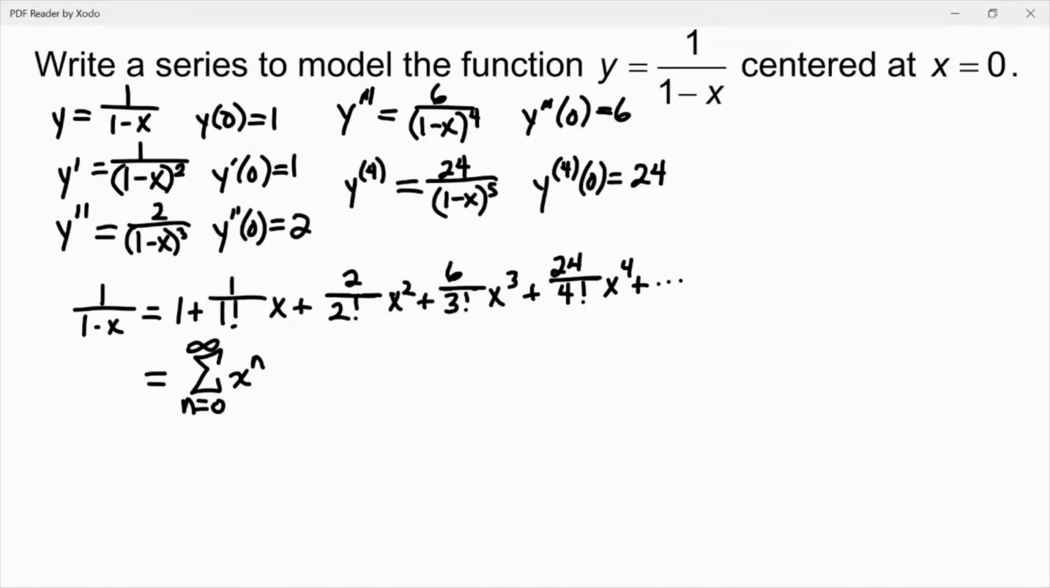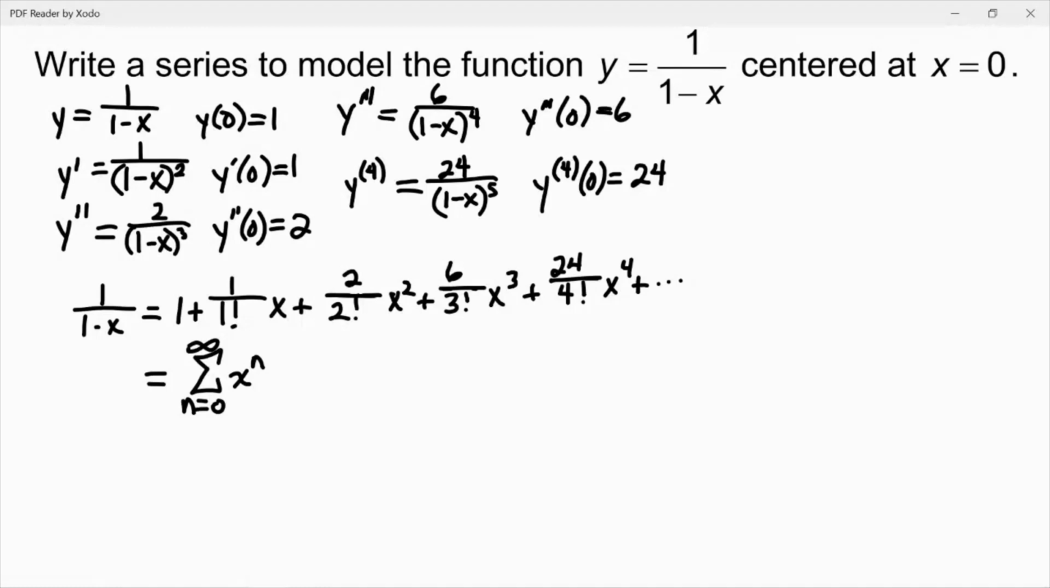And when I start writing these out, you can see that I've got my values here. You'll get to the point that you start recognizing when things are factorials. And what you see here is we've got 1 plus 1 over 1 factorial plus 2 over 2 factorial plus 6 over 3 factorial. Well, eventually you'll recognize that 6 is 3 factorial.